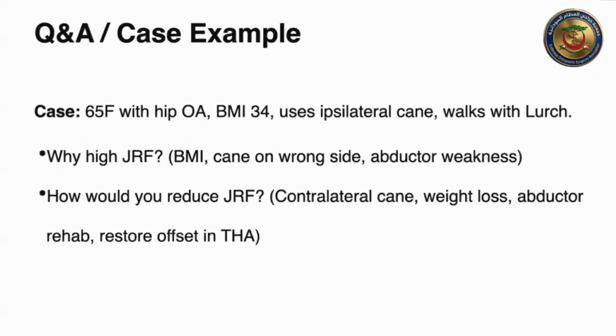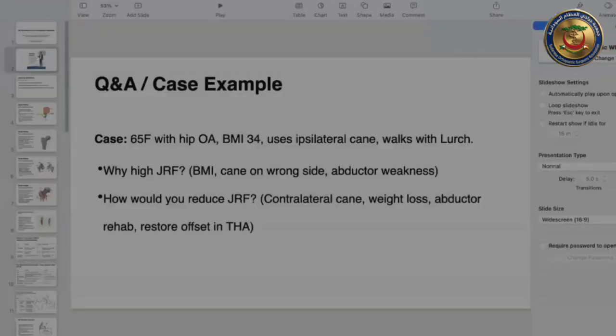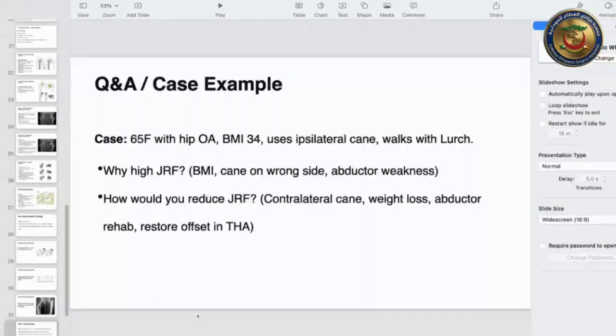So we now have a case scenario: a 65 year old lady with hip osteoarthritis. Body mass index is 34, she uses an ipsilateral cane and walks with a lurch. Okay, any candidate? Any volunteer? Hello?